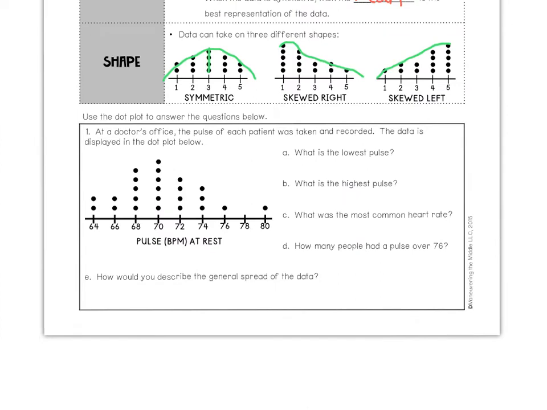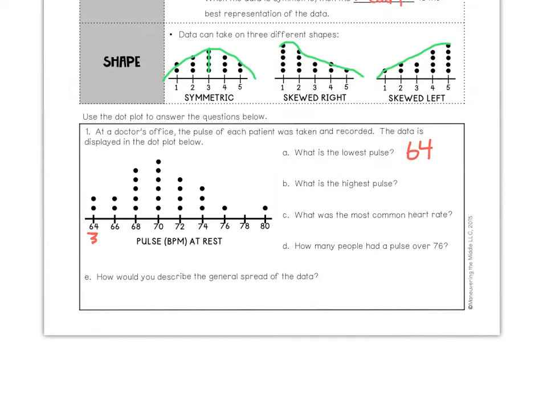So let's use the dot plot to answer the questions below. At a doctor's office, the pulse of each patient was taken and recorded. The data is displayed in the dot plot below. Notice we have it labeled underneath. What is the lowest pulse? Well, the lowest pulse is down here on the left end, and that would be 64.